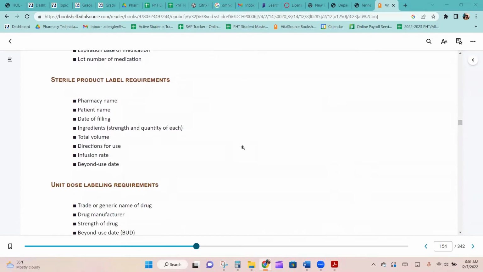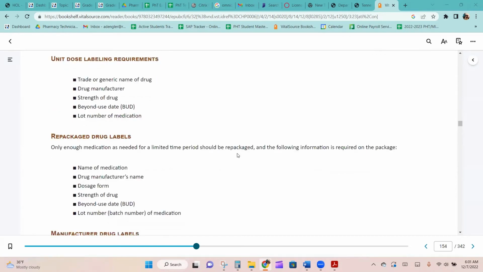Sterile product label requirements: pharmacy name, patient name, date of filling, ingredients, total volume, directions for use, infusion rate, beyond use date. Unit dose labeling requirements: trade or generic name of the drug, manufacturer, strength of drug, beyond use date, lot number of medication.